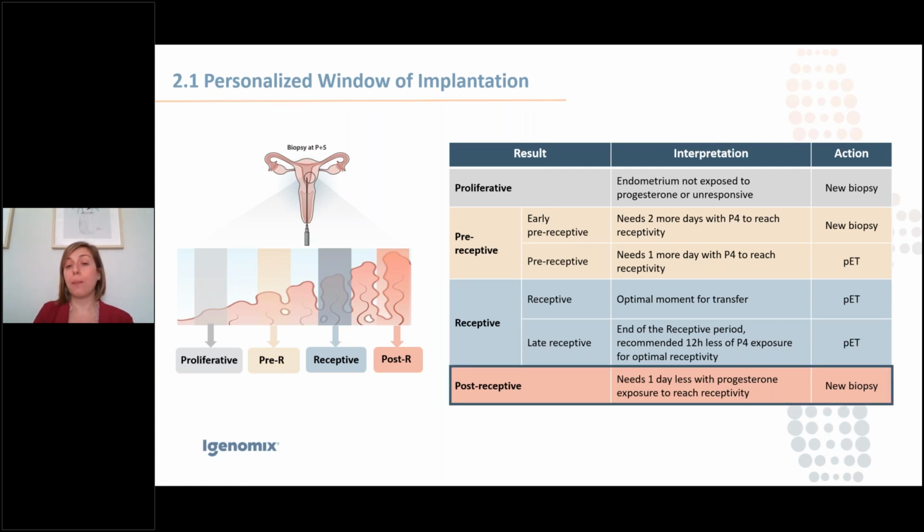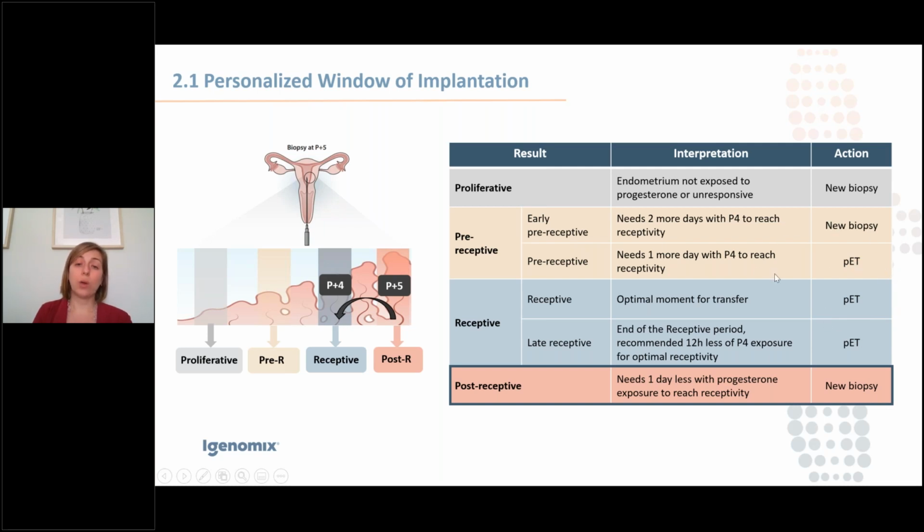Finally, we can obtain a post-receptive result. That means that the endometrium needs less time with progesterone exposure, usually 1 day less. And in this case, we are going to recommend a new biopsy to validate the predicted day. You can see here that in some cases we are requesting a new biopsy, and in others we are recommending directly the personalized embryo transfer.